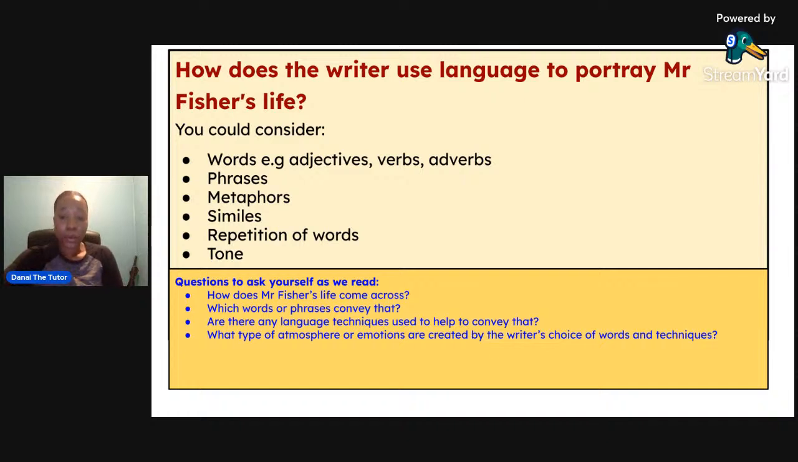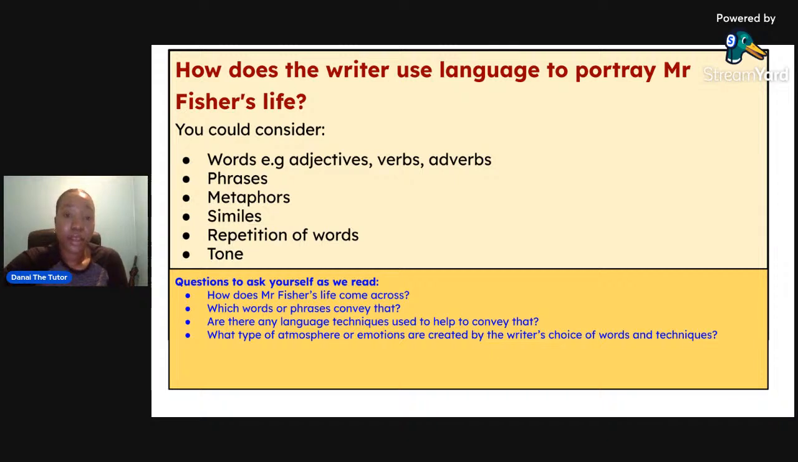When you're looking at language, you are specifically considering words, such as adjectives, verbs, adverbs. You're also thinking about phrases, and you can be specific with those, like noun phrases and verb phrases. You're also thinking about other language techniques like metaphors, similes, and repetition of words. Repetition can be language structure, but when you're thinking about the effect of the word repeated, then it's definitely language. And tone as well is a language technique.